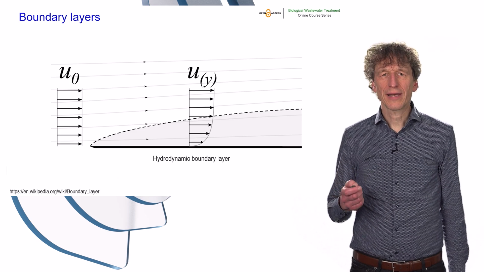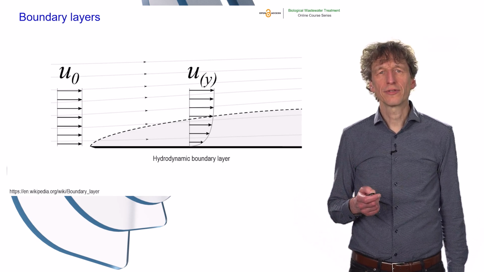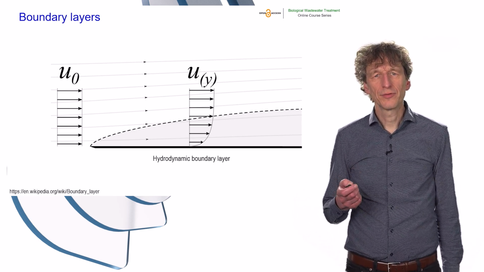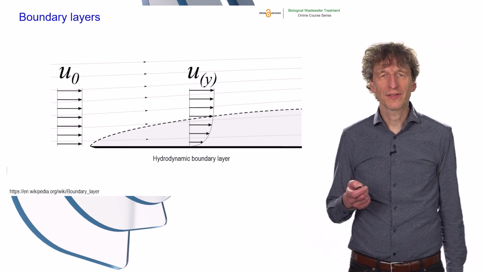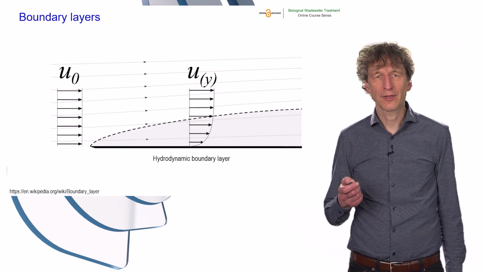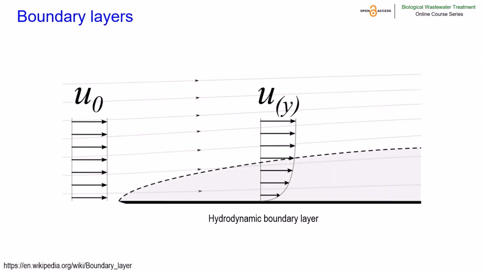Here's a schematic that you might know from fluid dynamics. Many people know such flow velocity profiles describing a hydrodynamic boundary layer. If there's a hydrodynamic boundary layer outside the biofilm, it is reasonable to expect that this has an influence on substrate availability in the biofilm.